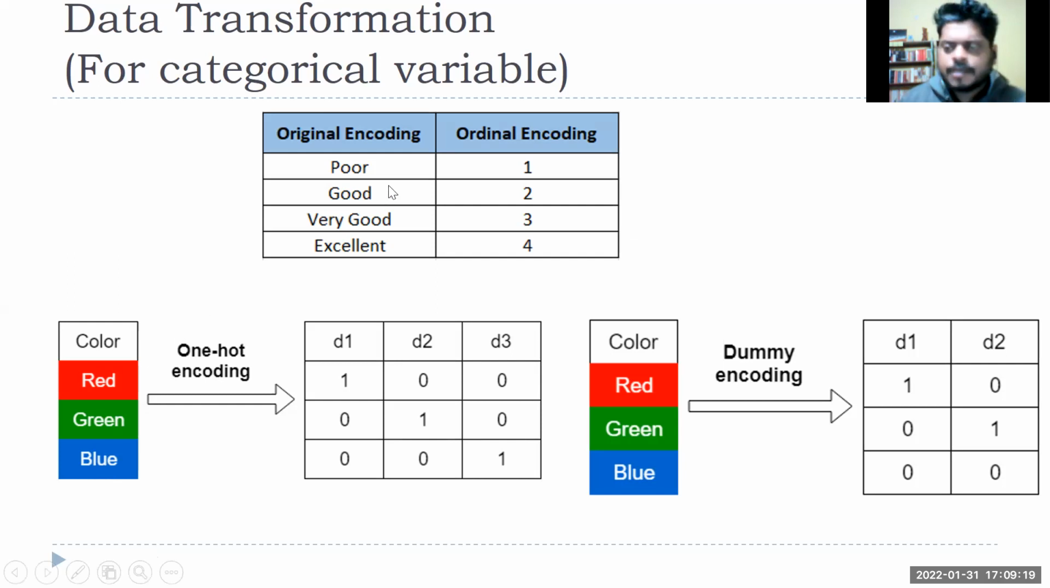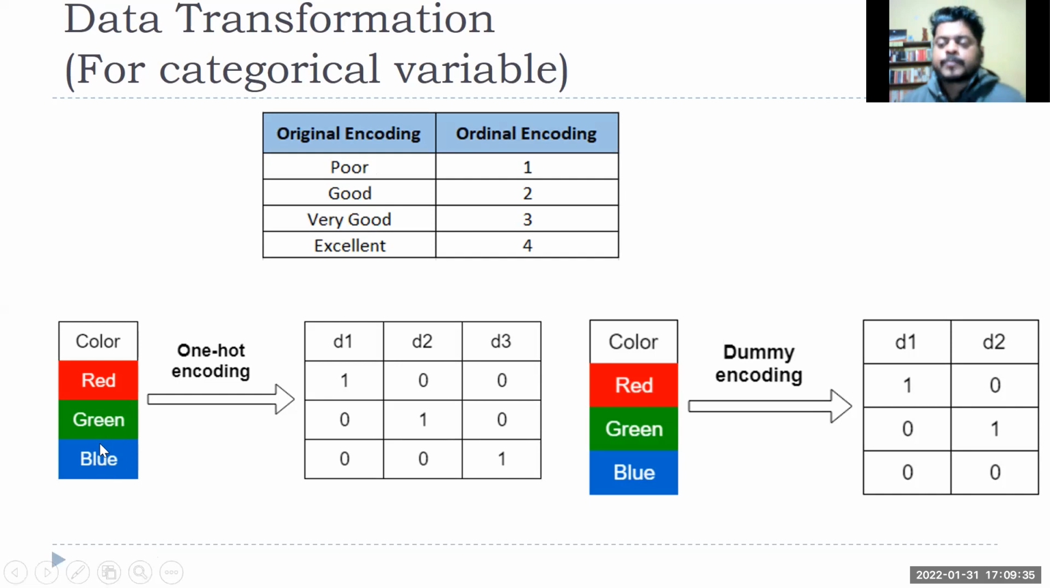But here, if I just show this, everybody will know that good is something higher, better than poor. Very good means something better than good. Excellent means something better than very good. So those are ordinal variables, but here these are nominal variables.